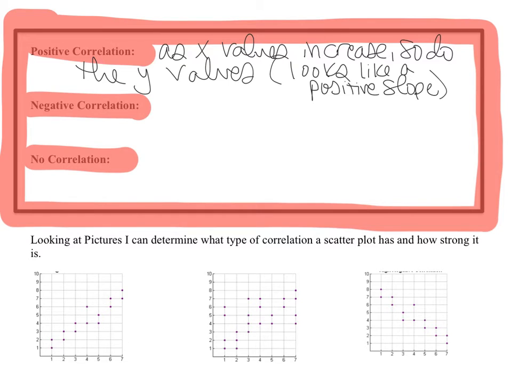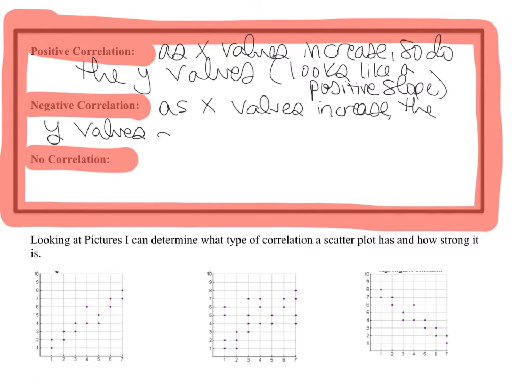A negative correlation looks like a negative slope. But what this tells me is as x values increase, the y values decrease. This looks like a negative slope.